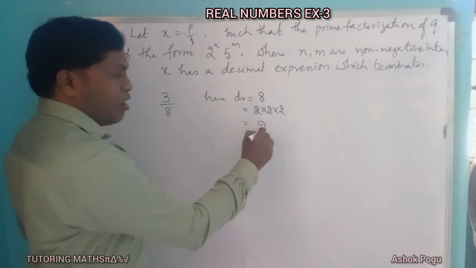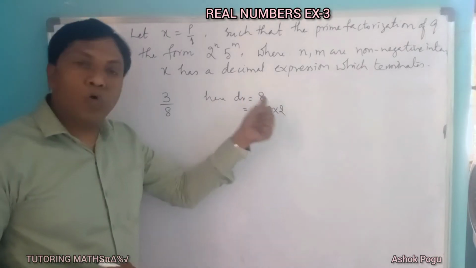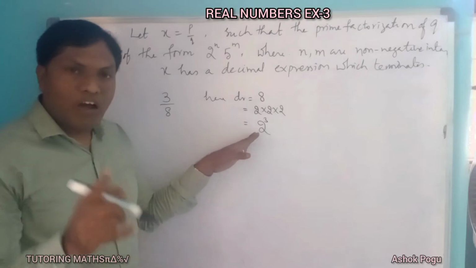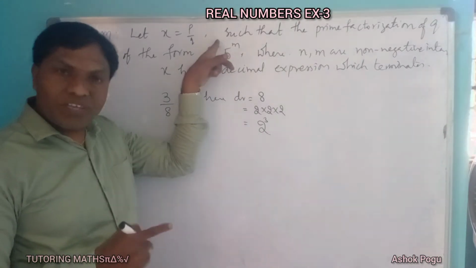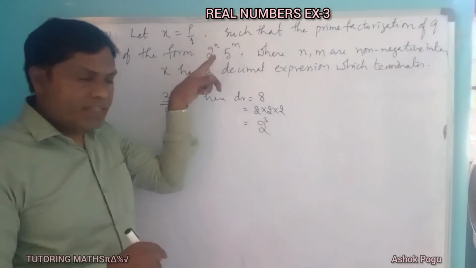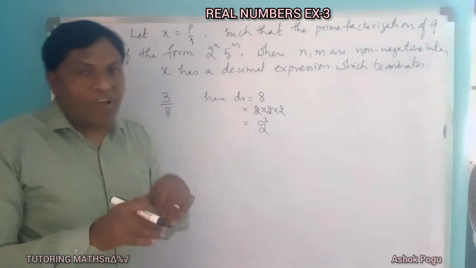So this prime denominator is expressed in exponential form as 2 cube. According to the formula, the denominator is expressed in the form 2 to the power of n. Exactly. So you can get either 2 or 5, or both of the factors.